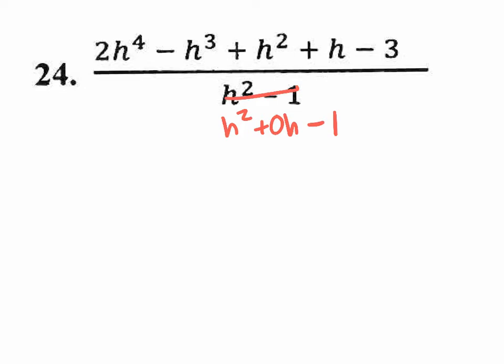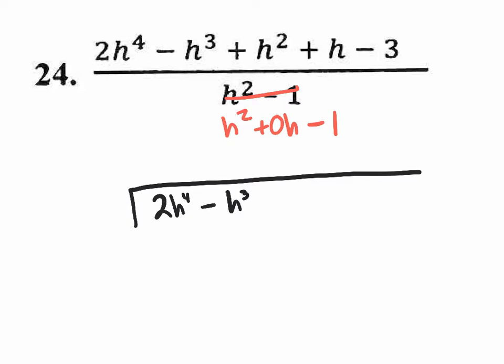So let's do long division right here. We're going to divide the top one by the bottom one. So on the top, we have the 2h to the fourth, we have minus h to the third, we have plus h squared, we have plus h, we have minus 3 at the very end, and on the outside we have that quadratic trinomial, which is really a binomial. The middle term is 0. So you really have h squared plus 0h minus 1.